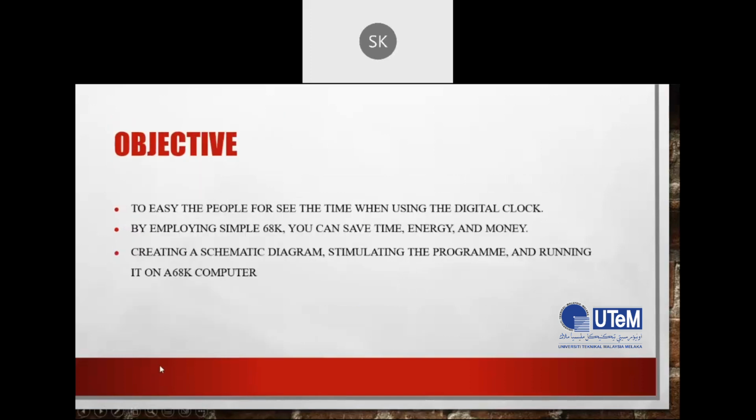The objectives of the project: first, to make it easy for people to foresee the time when using the digital clock. Second, by employing simple 68K, you can save time, energy, and money. And the last, third, is creating a schematic diagram, simulating the program, and running it on a 68K computer. Okay, next.